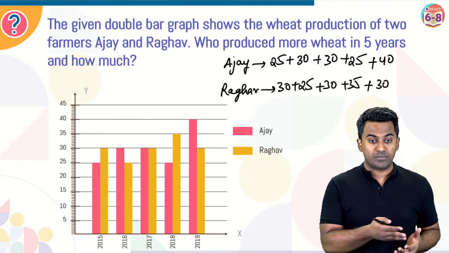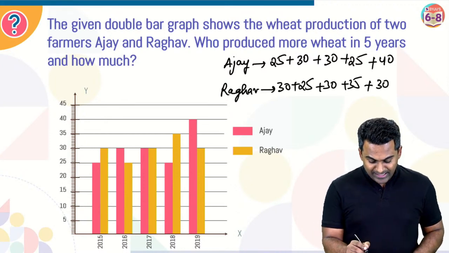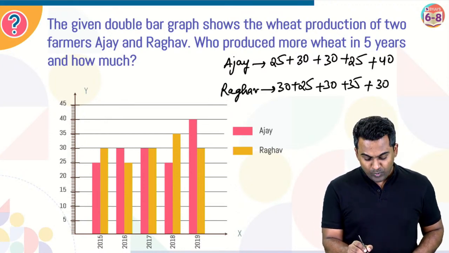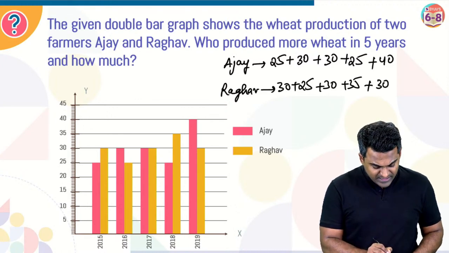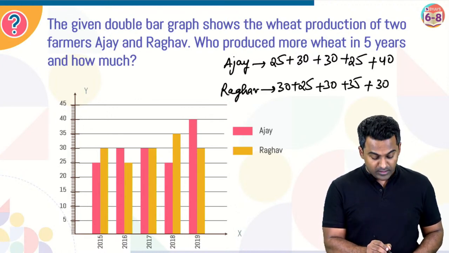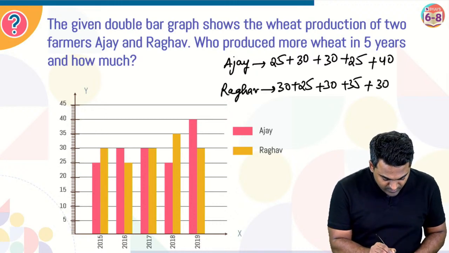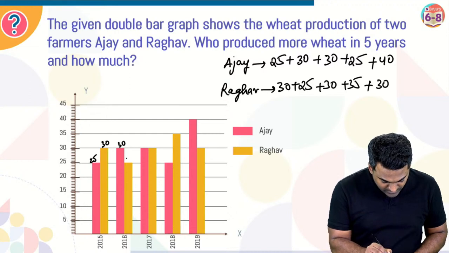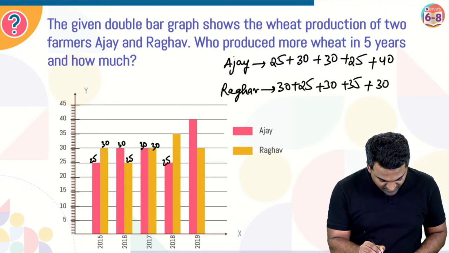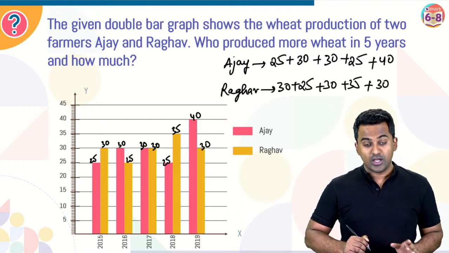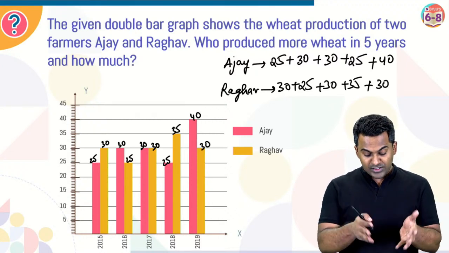So add up all the numbers. Look, these numbers, you've understood it, right? What does this 25 represent? 25 is the data for the year 2015. Let me just write the numbers here. So this is 25, this is 30. This is 30 and this is 25. This is 30 and this is 30. This stands for 25 and this stands for 35. This is 40 and this is 30. So you add the data for Ajay and Raghav.